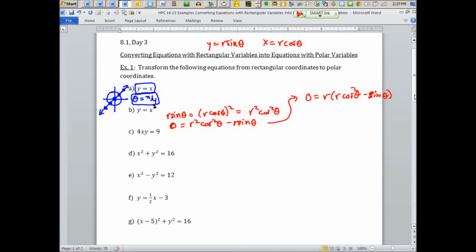And this gives me two solutions. Again, r is 0, or r cos squared minus sine is 0. The first one gives me that trivial graph of the point at the pole. The second one gives me r equals sine theta over cos squared theta, which can be written other ways.